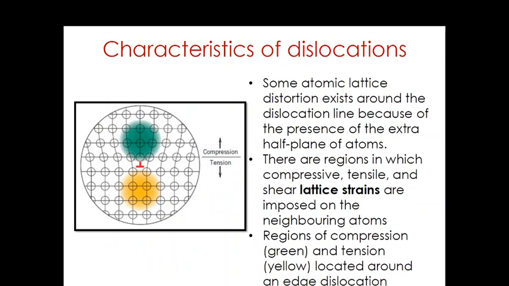Several characteristics of dislocations are important with regard to the mechanical properties of metals. These include strain fields that exist around dislocations, which are influential in determining the mobility of the dislocations as well as their ability to multiply.